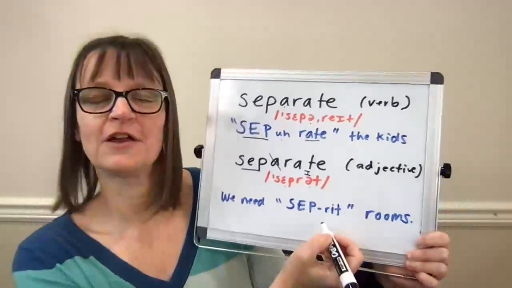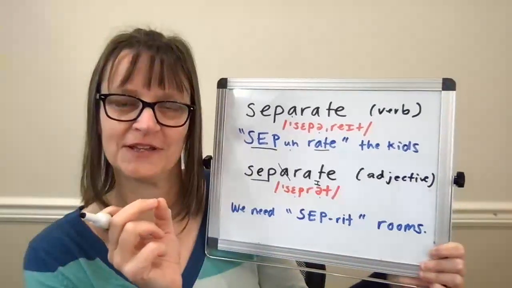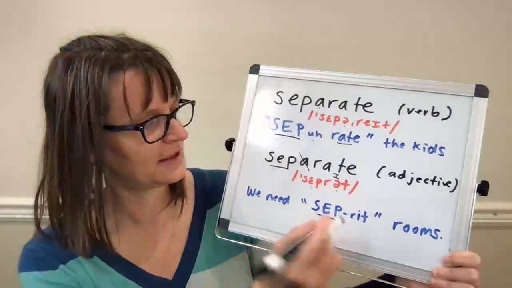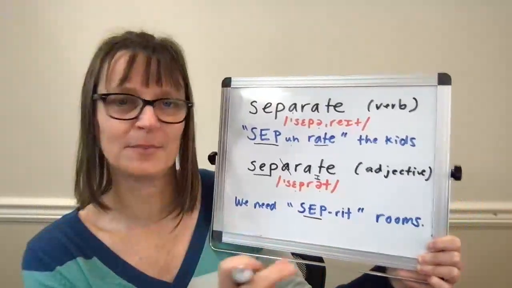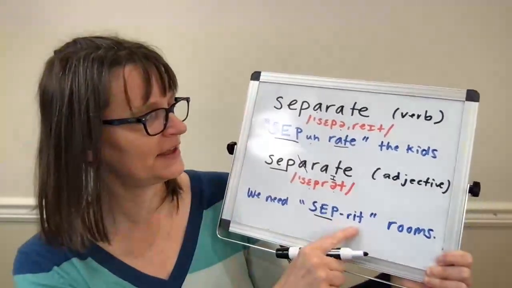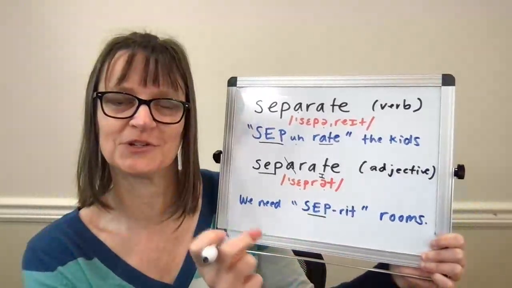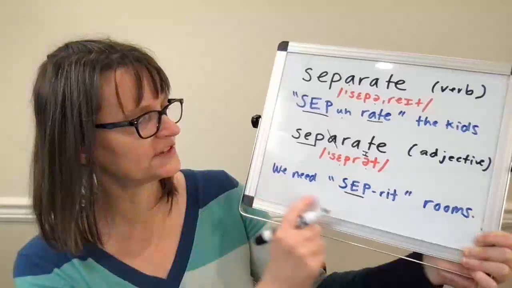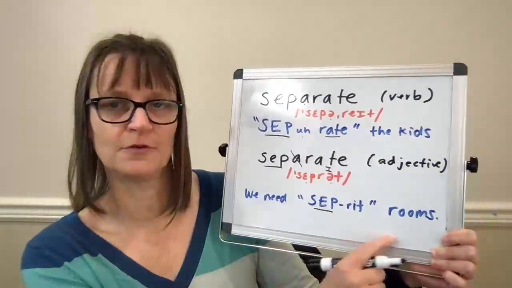I wrote it here with the letter I to just help you think about the word it, writ, separate. So I want to have length and a clear vowel on the sep, just like I do in separate, but then my last two syllables just get switched to separate, separate. So an example would be, we need separate rooms.